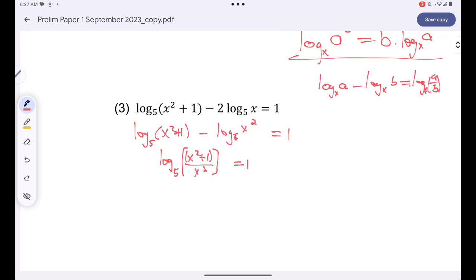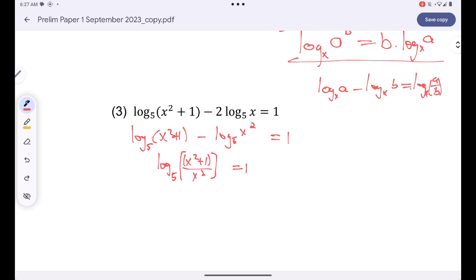Remember that, guys, the aim here is to solve x. That means I must isolate x. The first thing I need to do is remove this logarithm. And how can it be removed? It can be removed if I take the 5 and make it the base on the other side. How can I do so?